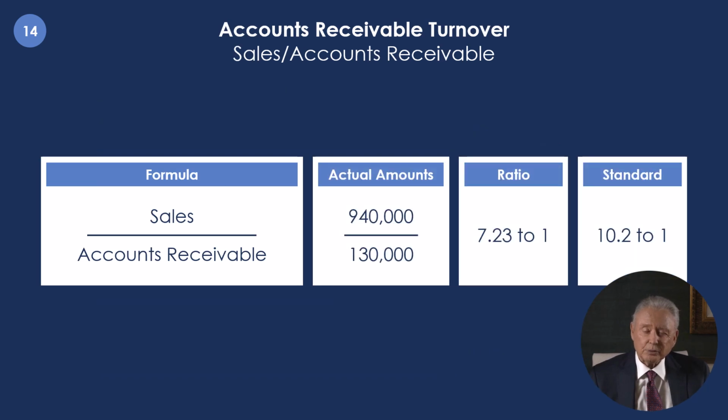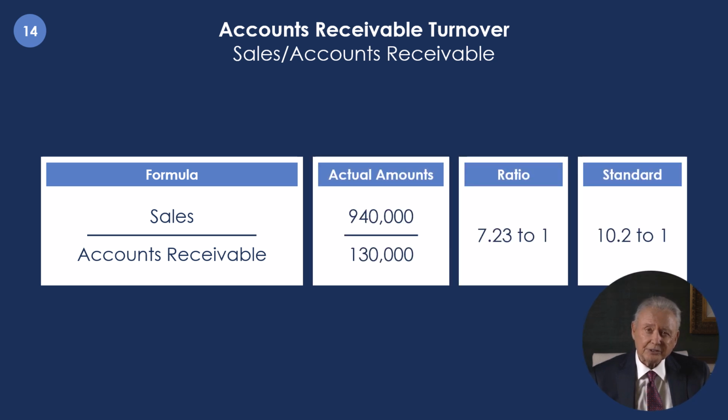The accounts receivable turnover ratio is sales of $940,000 divided by accounts receivable of $130,000. That gives us a turnover of 7.23 to 1. Now, if we are selling on 30-day terms, meaning we give customers 30 days to pay, then accounts receivable should turn over about once a month, or 12 times per year. This turnover standard is based on the credit terms, not on any industry-specific benchmarks.